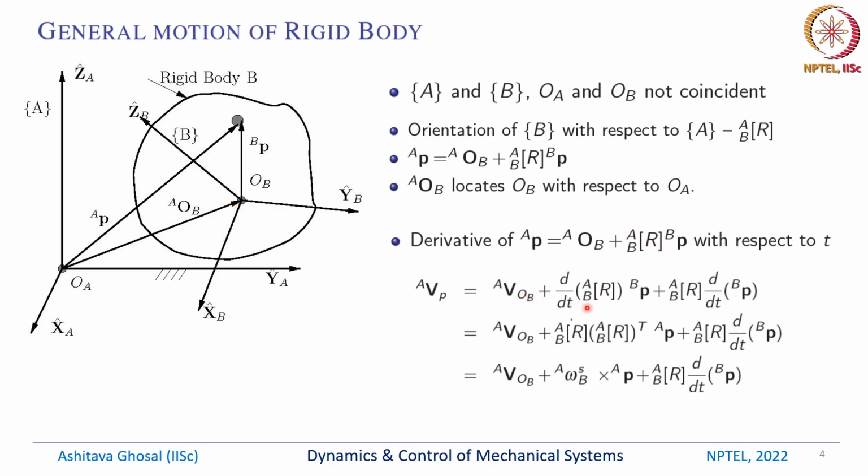Then we need to use chain rule. So the first term is d by dt of this rotation matrix into BP, and then ABR into d by dt of BP. So let's just simplify. The first term remains the same, but this derivative can be written in this form. So we have ABR dot, which is denoting the derivative of the rotation matrix. But then instead of writing BP, I can write AP pre-multiplied by ABR transpose.